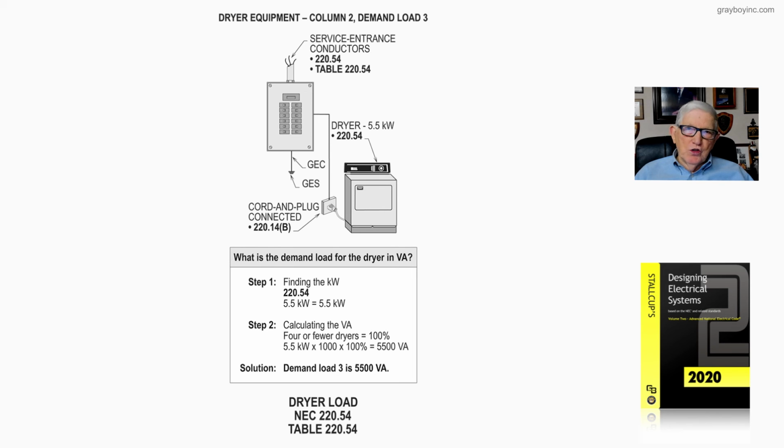So the solution and the answer is 5,500 VA for this dryer in accordance with 220.54 in the NEC. And that's what this illustration is illustrating to the user of the NEC.